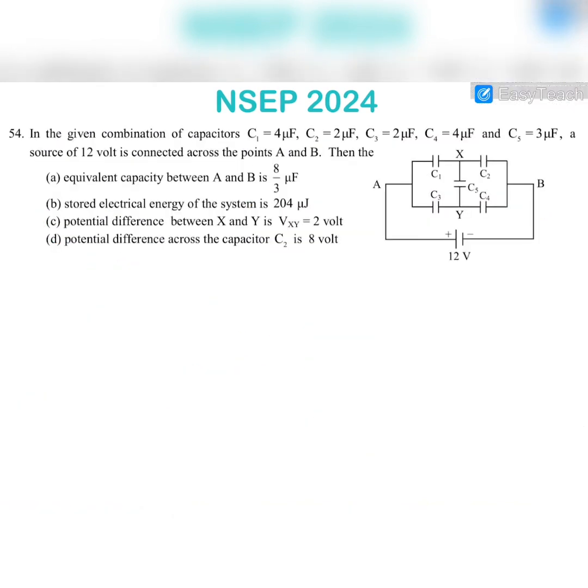In this question, you can see that there is a combination of capacitances given, and this combination is connected to a 12 volt battery. So we have to find the equivalent capacitance of the system, the energy stored in the system, the potential difference between X and Y, and the potential difference across C2. For this, I'll recommend nodal analysis. That would be the best method to apply in these kinds of problems.